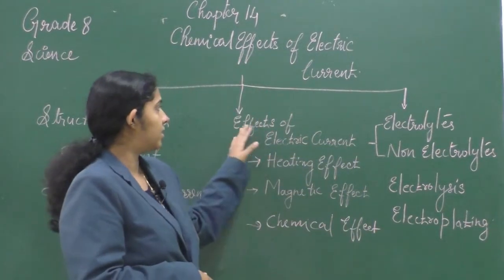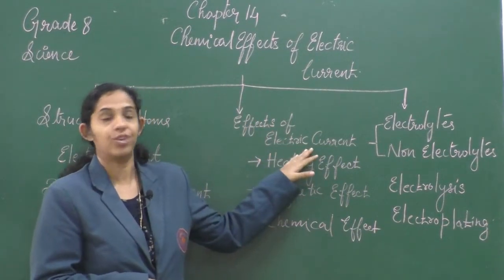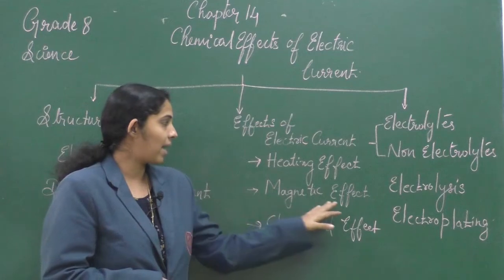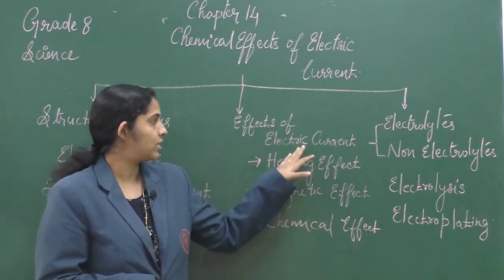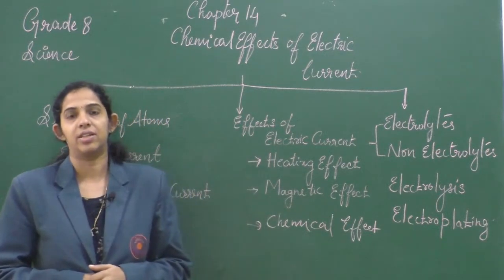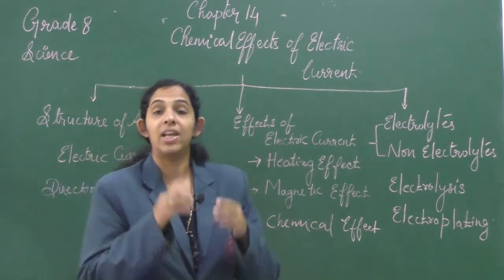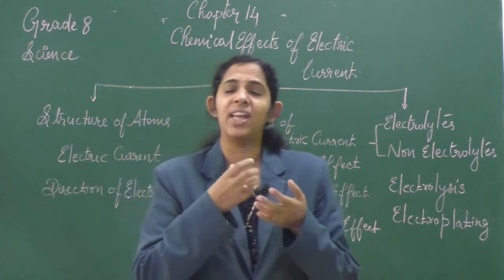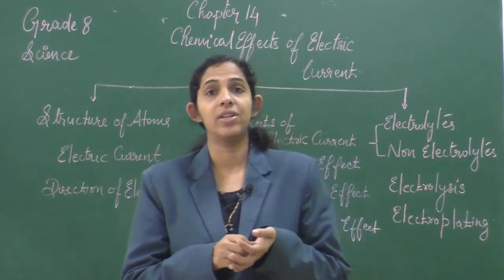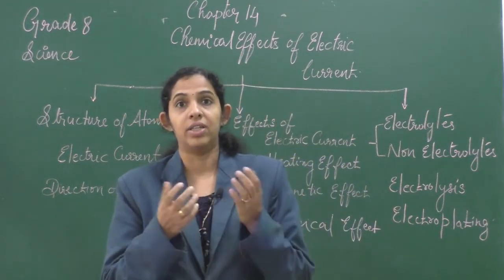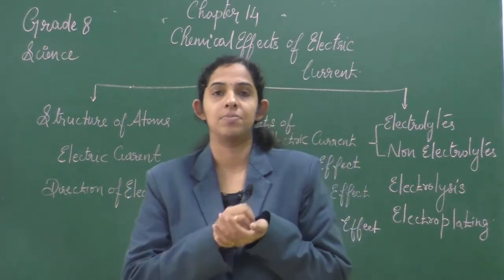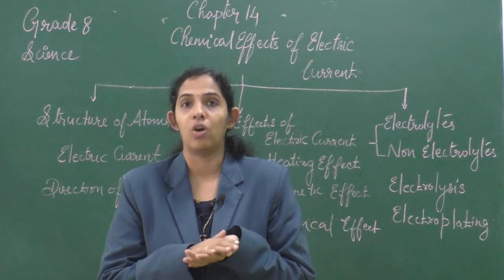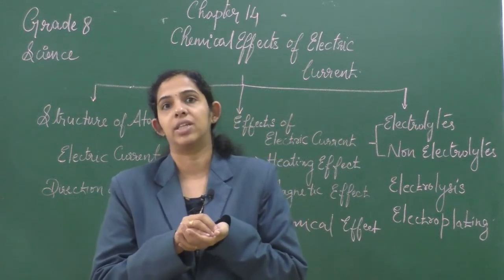Children, next we have seen the different effects of electric current. We have discussed the heating effect, magnetic effect and chemical effect of electric current. First we will discuss the heating effect of electric current. When electric current is passed through any conductor, it will become hot, or the current carrying conductor will become hot after some time. So this property we call the heating effect of electric current.